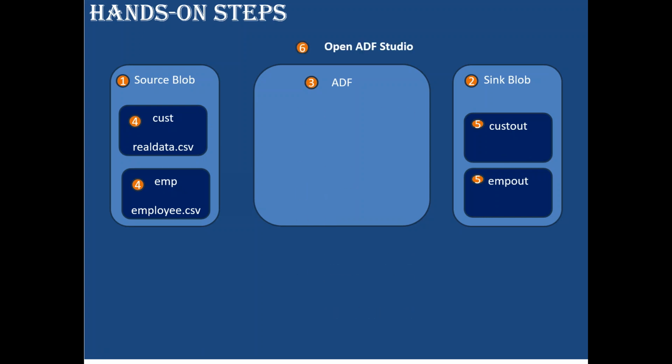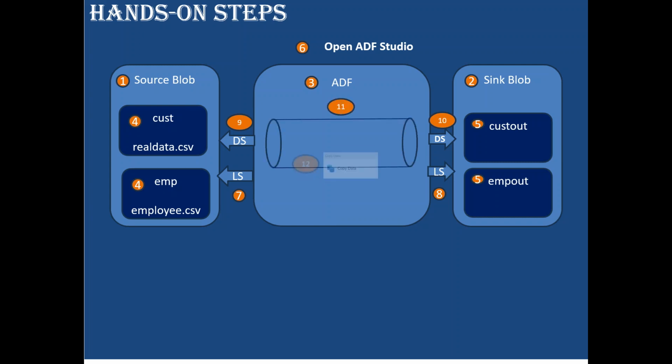Okay. So now the sixth step is you need to open the Azure Data Factory. In the Azure Data Factory, the seventh step is you need to create a source linked service. Eighth step is the sync linked service. Ninth step is the source data set. 10th step is the sync data set. So 11th step is you need to create the pipeline. 12th step is you need to add the copy data activity.